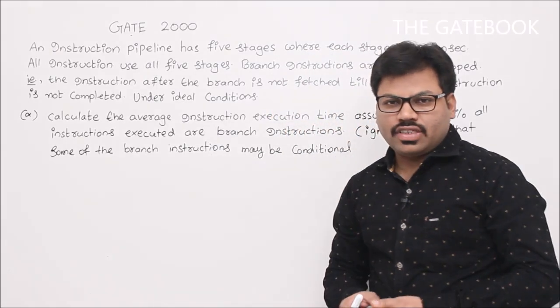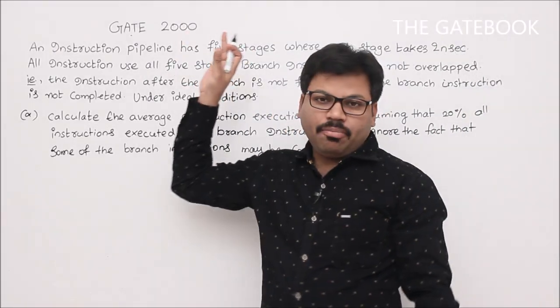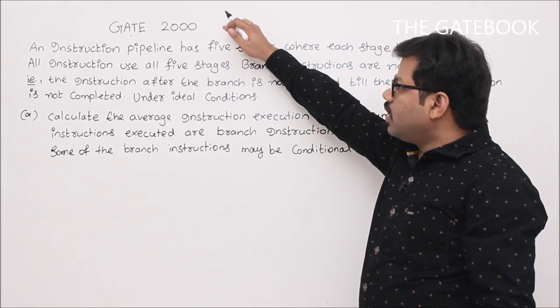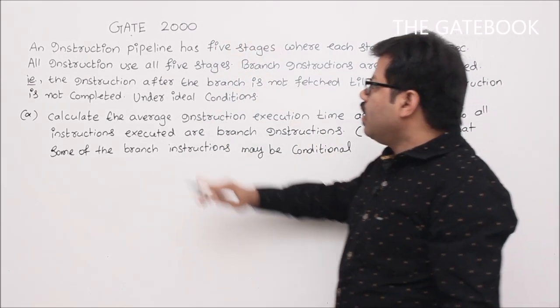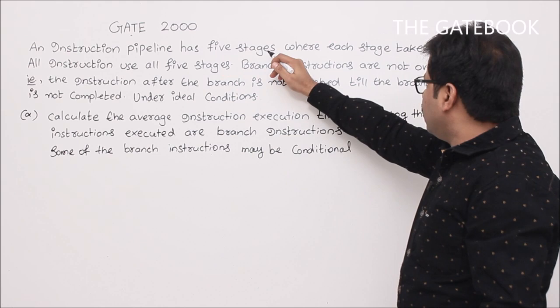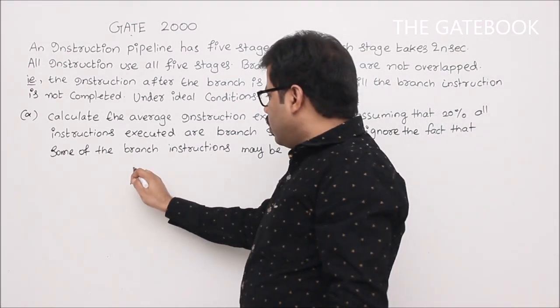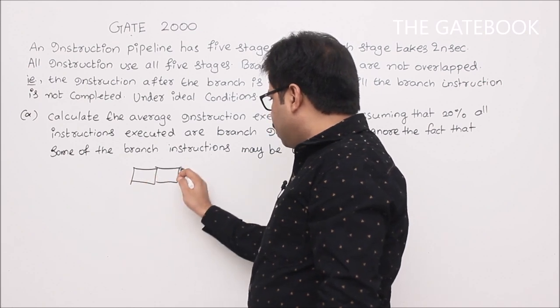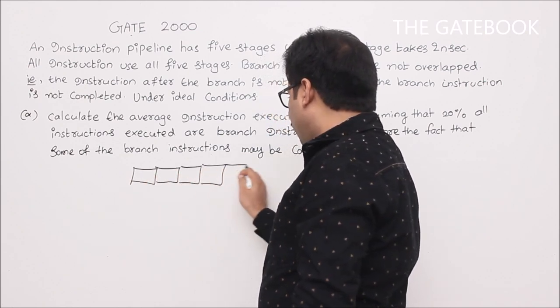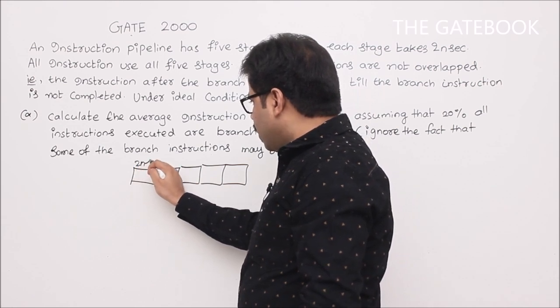Now we'll see some more GATE questions related to pipelining. The question was asked in GATE 2 on paper. An instruction pipeline has 5 stages where each stage takes 2 nanoseconds. So the pipeline has 5 stages like this, 1, 2, 3, 4, 5. So stage delay is 2 nanoseconds.